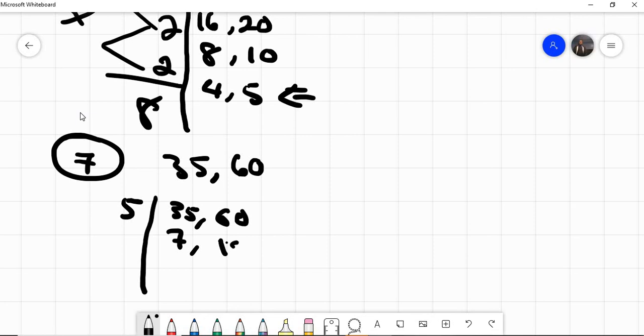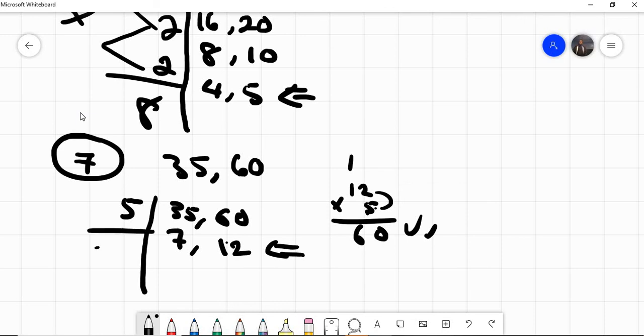This one is 12. Because we know 12 times 5 is 60. 5 times 2 is 10, 0, 1. 5 times 1 is 5, plus 1, 6, which is going to be correct, yeah. So this one is correct. So our GCF is 5.